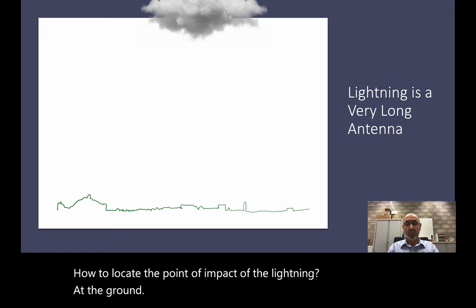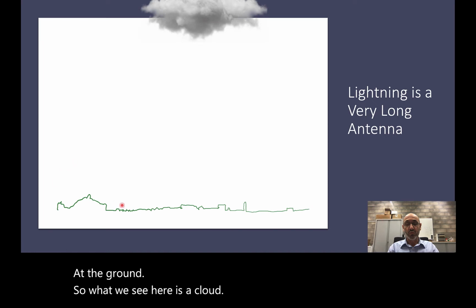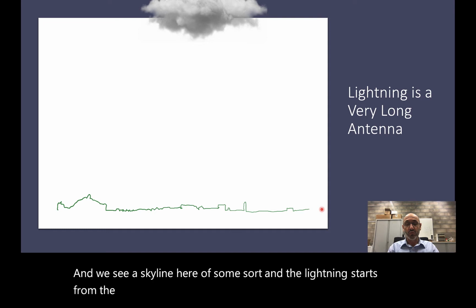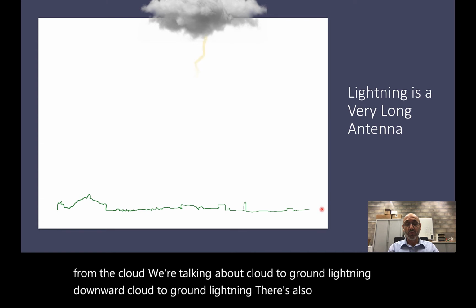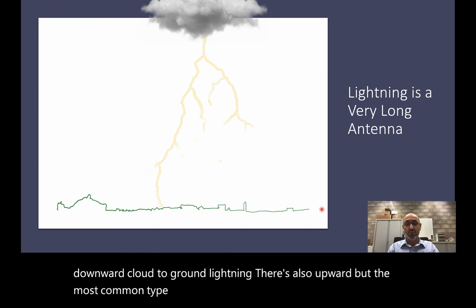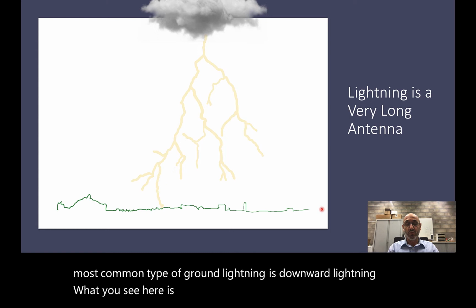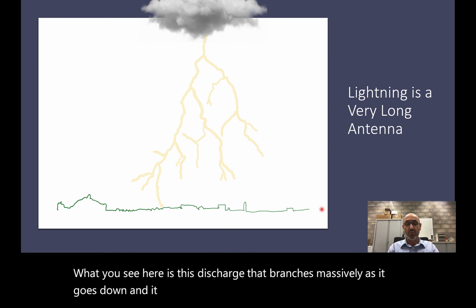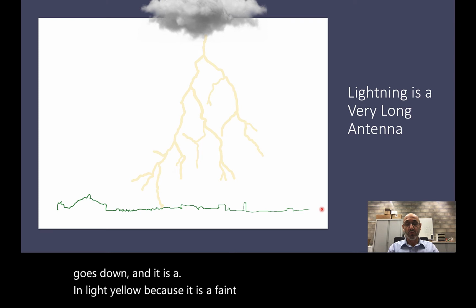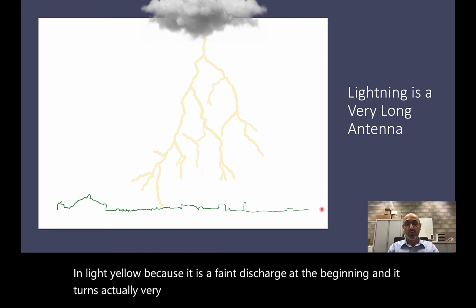So what we see here is a cloud, and we see a skyline of some sort, and the lightning starts from the cloud. We're talking about cloud to ground lightning, and downward lightning. There's also upward, but the most common type of ground lightning is downward lightning. What you see here is this discharge that branches massively as it goes down, and it is in light yellow because it is a faint discharge at the beginning, and it turns very luminous as soon as it reaches the ground.